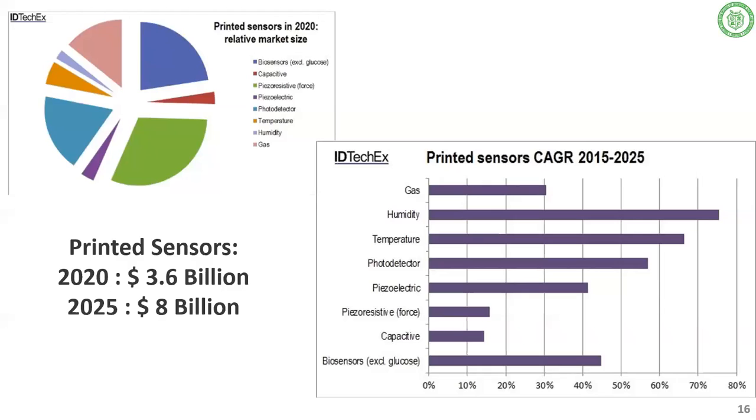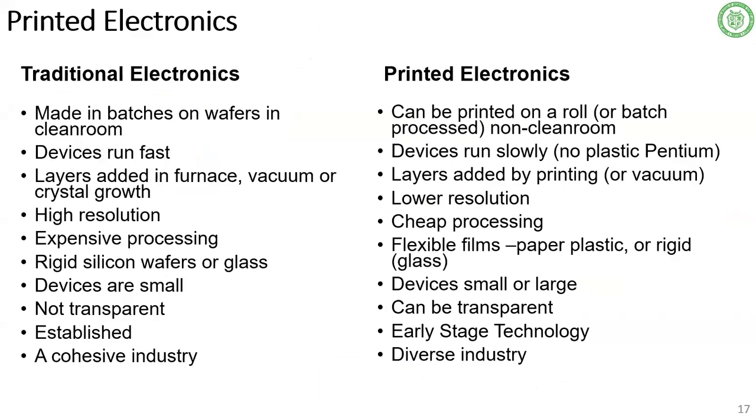Now, what is the difference between traditional electronics and printed electronics? Why is there a huge market growth of printed sensors? Because traditional electronics are made in batches, and you need a clean room. And believe me, some clean rooms are very much cleaner, even cleaner than operation theaters. For printed electronics, you don't need a clean room, and you can have a batch process or you can have a roll to roll process, like you're printing a newspaper, or maybe a very long one.